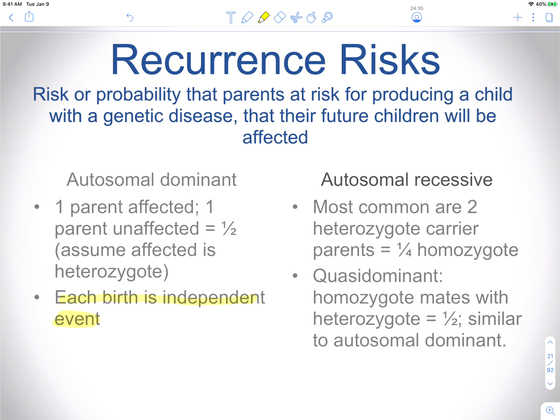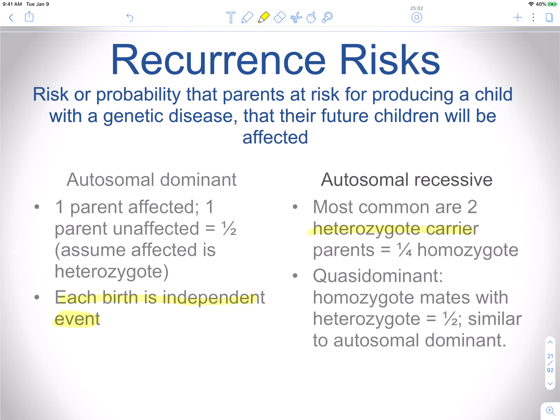Autosomal recessive cases are mostly going to be 2 heterozygote carriers, and so that's going to lead to a risk of about a quarter for a homozygote. You could have a quasi-dominant state in which a homozygote mates with a heterozygote, and then that's going to bring up the risk to about 1/2, which is similar to autosomal dominant.